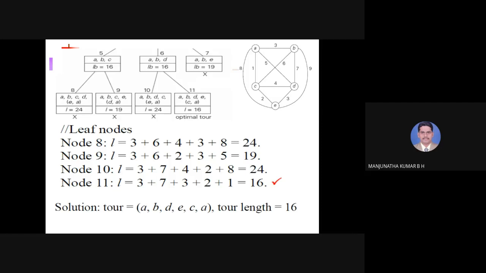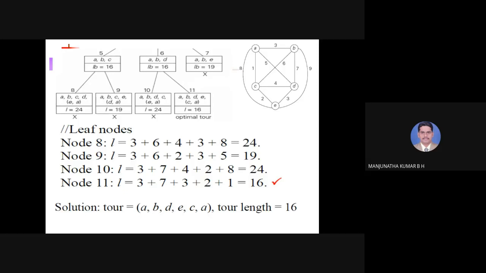Okay, now in the last level, I have visited all the cities. Node 8 is also a solution. Node 9 is also a solution. Node 10 is also a solution. Node 11 is also a solution. But nodes 8, 9, 10 are feasible solutions, but not the optimal solution, because I am not violating any constraints. Hence, they are feasible, but they are not the best solution. But node 11 is the best solution.